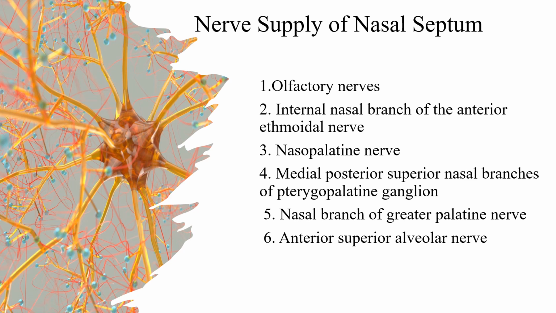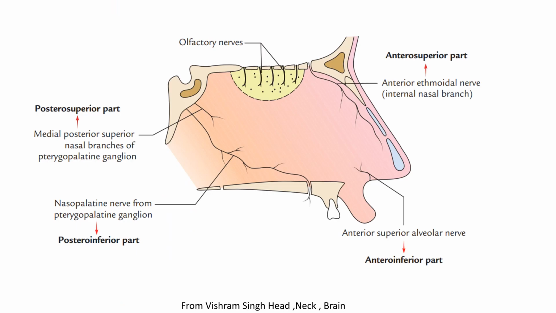To talk about nerve supply of nasal septum, we have 6 nerves: olfactory nerve, internal nasal branch of anterior ethmoidal nerve, nasopalatine nerve, medial posterior superior nasal branches of pterygopalatine ganglion, nasal branch of greater palatine nerve, and anterior superior alveolar nerve. These names do look tough, but once you get used to it, it's actually pretty cool. Let's visualize it with the help of a diagram. So one common thing about the diagrams to be drawn in nasal septum and lateral wall of nasal cavity, this is similar only, just you have to change the names.